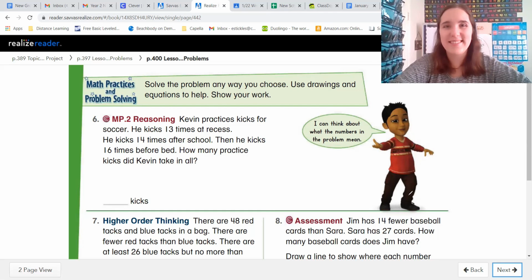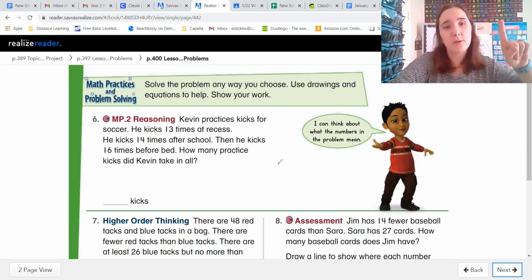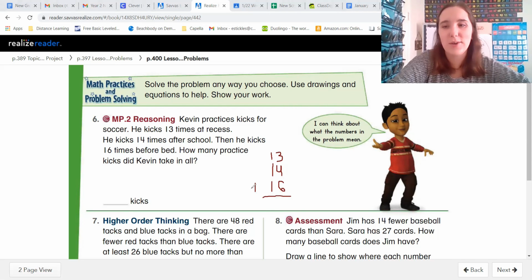So guess what, friends? This is a pretty easy problem. All we have to do is add up the 3 numbers they gave us. The 13 kicks at recess, the 14 kicks after school, and the 16 kicks right before bed. That's going to tell us the total number of kicks that he did in all. So I'm going to do 13 plus 14. And guess what, friends? I'm going to add up all 3 numbers all at once, because we are really good mathematicians and I know that we can do it.